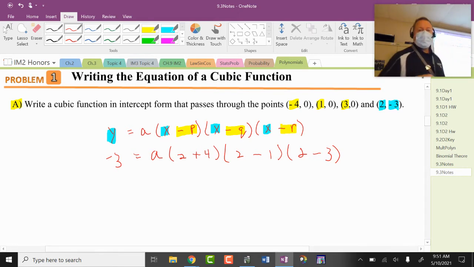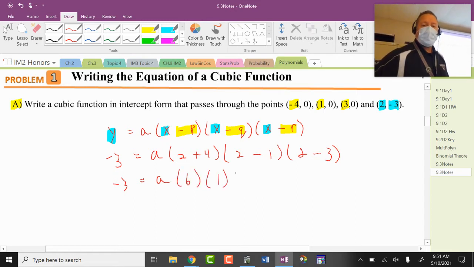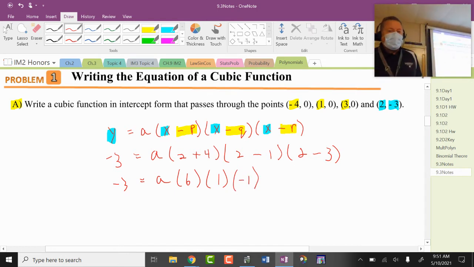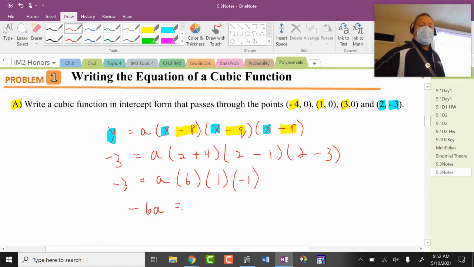Polynomial zeros and then that other random coordinate. Then really make it easy. 2 plus 4 is 6. 2 minus 1, 2 minus 3. All right, that's negative 1. So be careful. This is negative 6a equals negative 3.